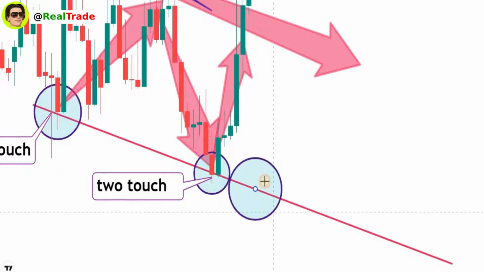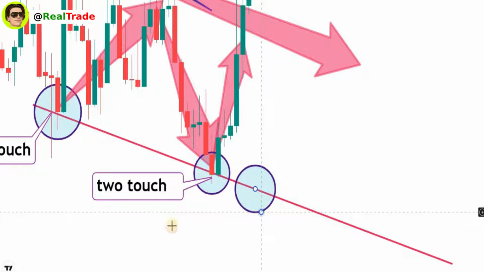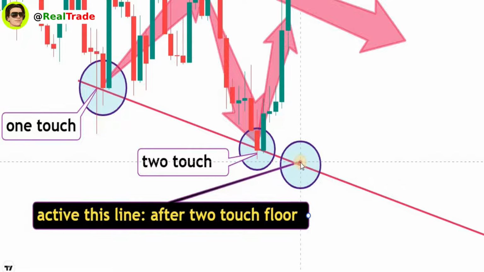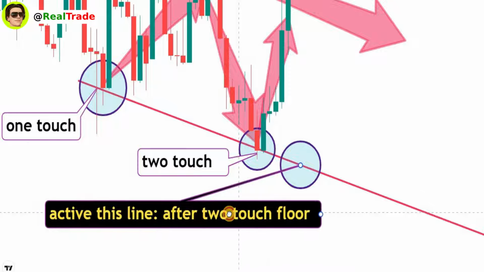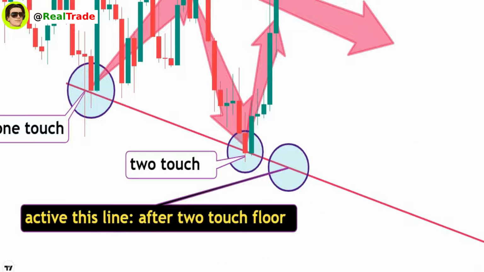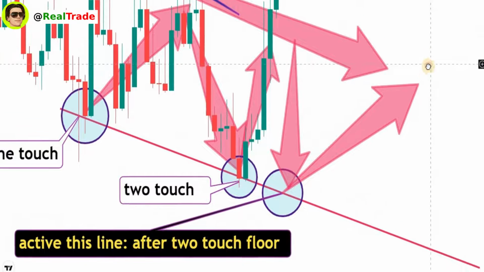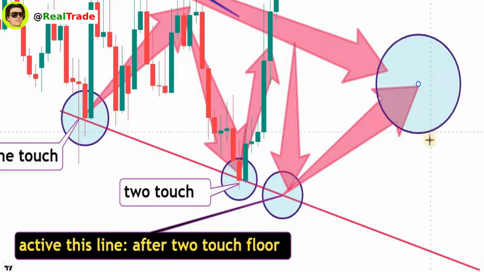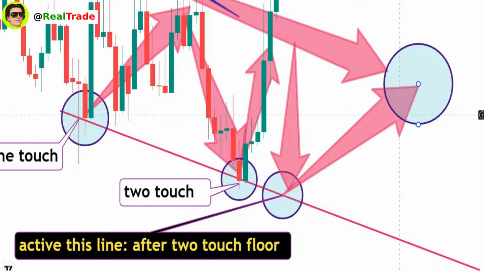After two touches, the downtrend line strategy is active. This line is active because it has two touches. One touch, back price; two touch, back price. I wait for a third touch and back price. Price comes to sell and goes back to buy.